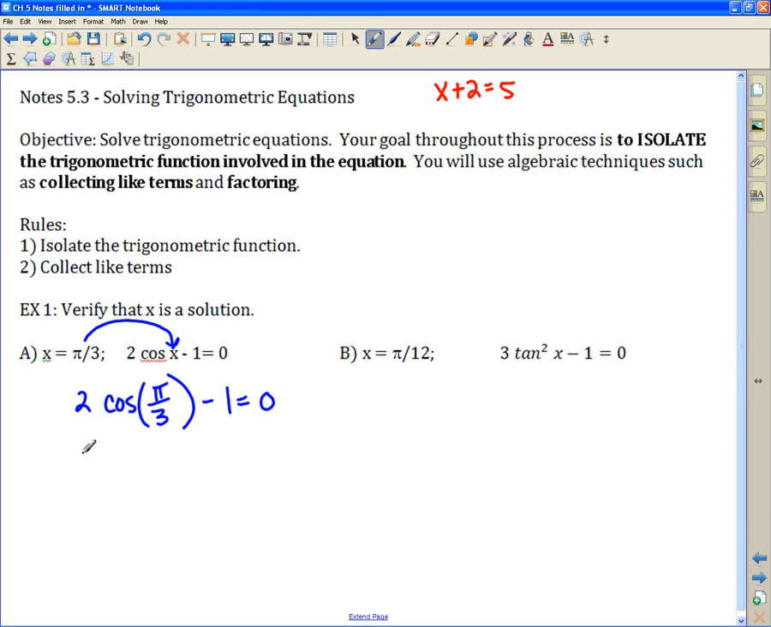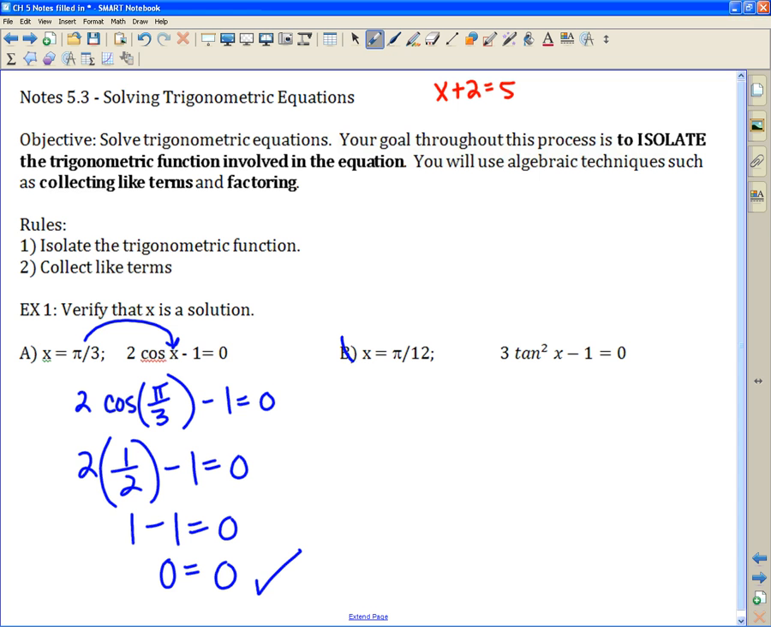Verifying means show your work. So 2 times the cosine of pi over 3. I'm looking for the x value at pi over 3. That's 1/2. Minus 1 equals 0. 2 times 1/2 is 1, minus 1 equals 0. And when we verify, that means that the left should equal the right. 0 equals 0. It's a true statement. Looking at part B, I've decided to skip this question. You could use your calculator to verify pi over 12. Aside from that, we're not going to do that problem.